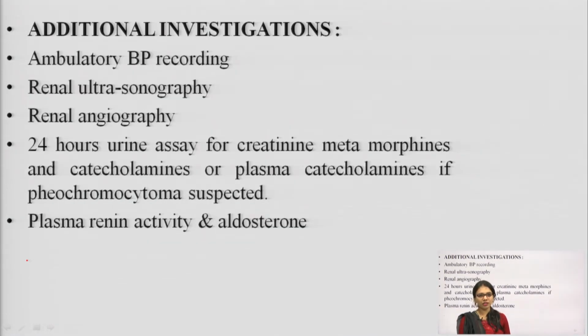These are the additional investigations. First is BP recording, renal ultrasonography, renal angiography, 24-hour urine assay for creatinine, metanephrines and catecholamines, or plasma catecholamines if pheochromocytoma is suspected, and the plasma renin activity and aldosterone.